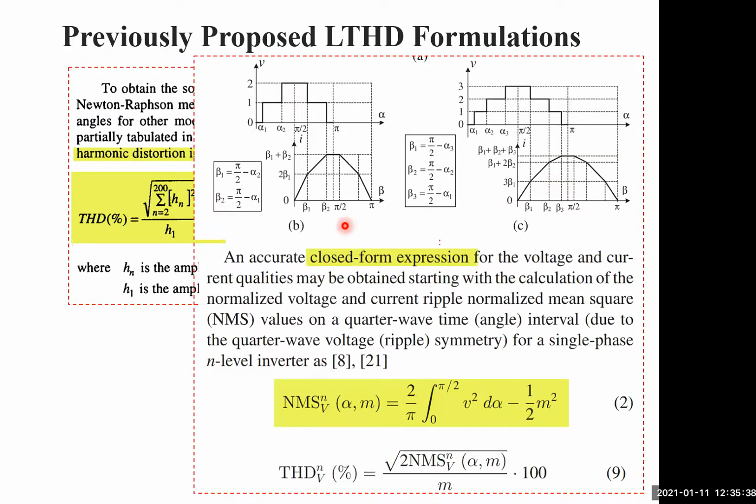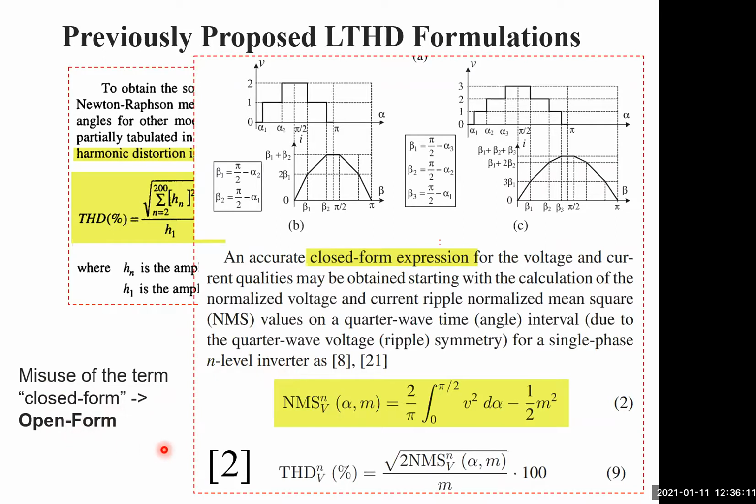Here, the authors have declared that an accurate closed form expression was obtained for LTHD. However, if you look at the expression, you can see that the integral for the RMS remains unevaluated. Okay, so they propose a graphical approach to evaluate. So you need to calculate this term and plug it in here to find the THD. So this is misleading. This is clearly a misuse of the term closed form and of mathematical formality. This is actually an open form, not a closed form.